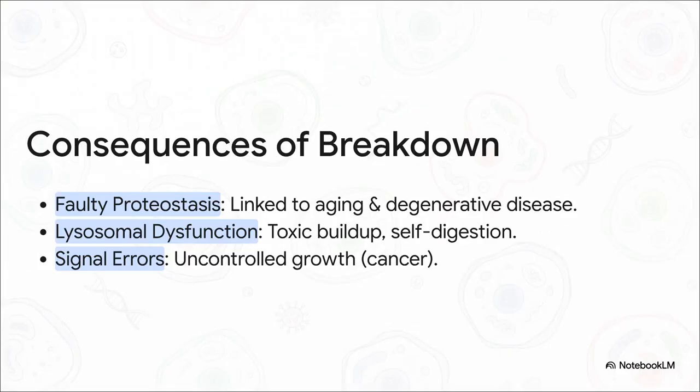And the fallout from this breakdown is just huge. When proteostasis, that's the cell's quality control for proteins, fails, you get the messed up proteins linked to diseases like Alzheimer's. When the lysosomes malfunction, that cleanup crew goes on strike and toxic gunk builds up, leading to awful diseases like Tay-Sachs. And when those communication signals get their wires crossed, you can get the uncontrolled growth we see in cancer. Every failure is just another link in that chain of disease.